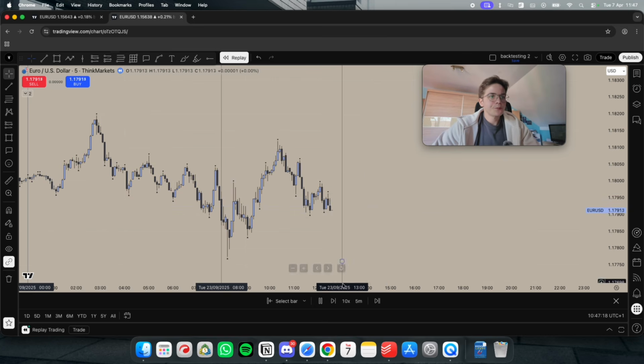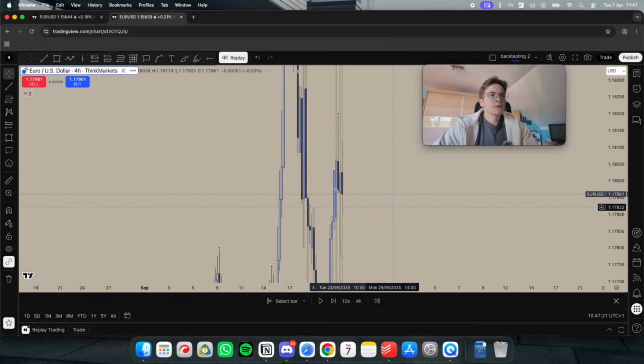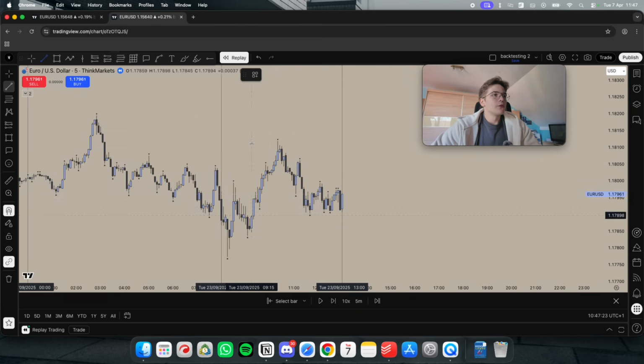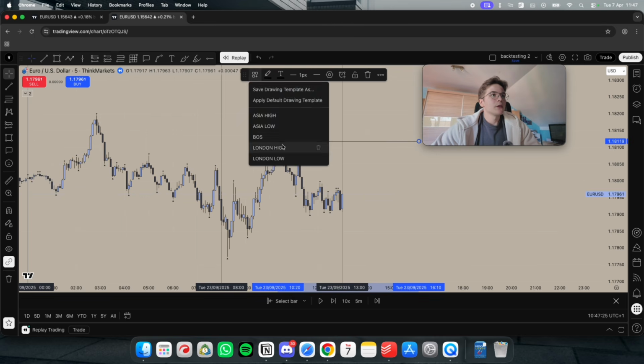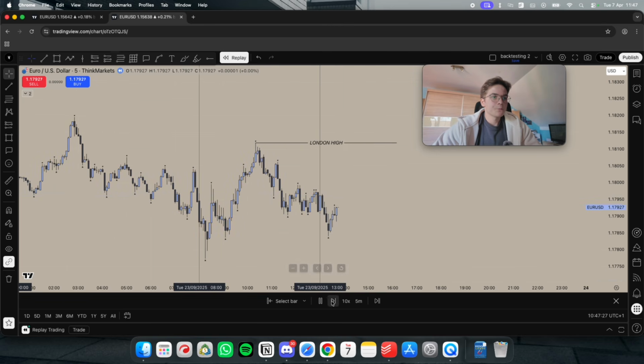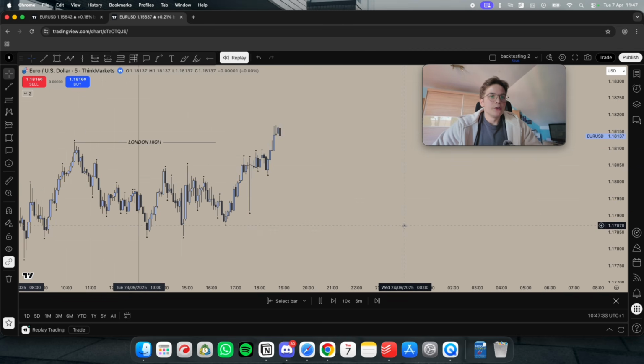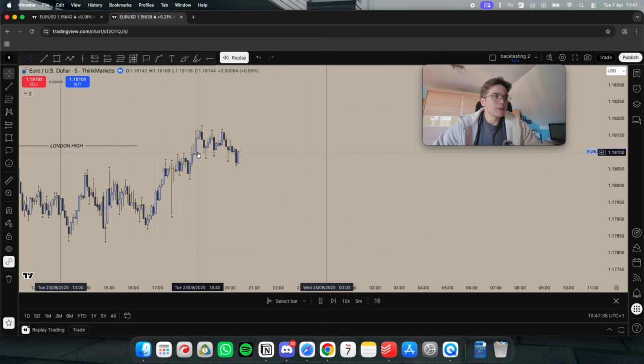No sweep. So if the bias is still the same, which it is, we are going to be looking for London high here. Let's wait for that. No sweeps at all, so we are going to go into a new day. This was a sweep, but later. So 1845 is here, no trade.